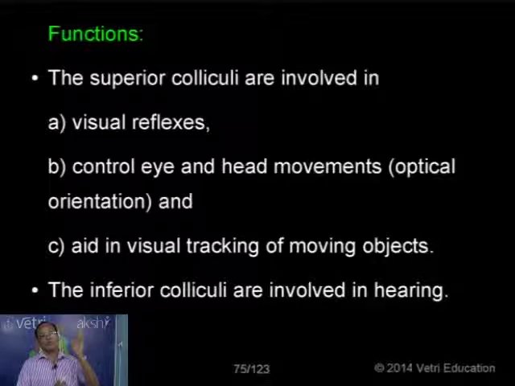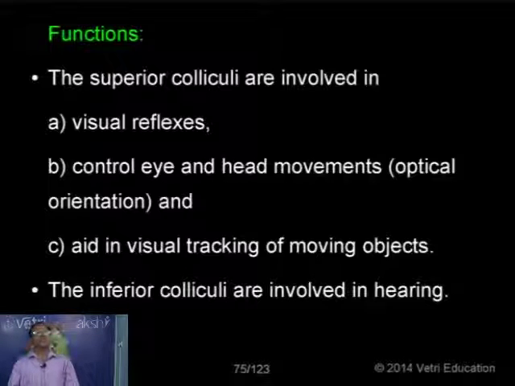Sorry, I made a mistake. Visual reflexes. Suppose when you are just listening to the lesson, all of a sudden there is lightning somewhere near, and you turn towards the direction. This is what is called a visual reflex. Or even on hearing a sound, you turn towards the direction. Particularly if something is going on nearby, automatically you turn towards the direction. That is called the visual reflex.